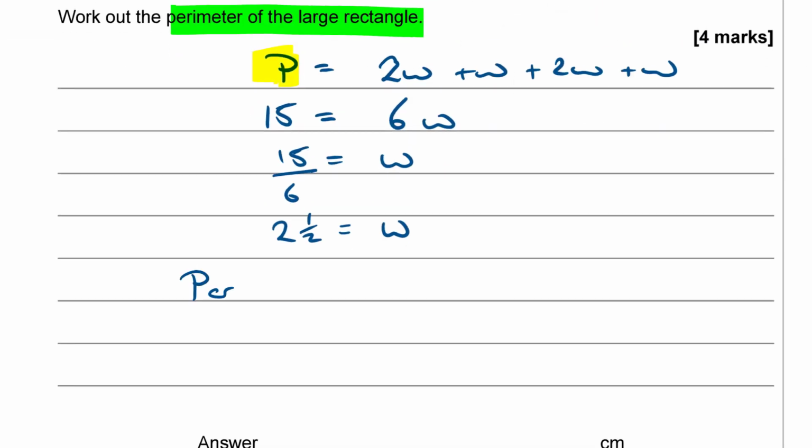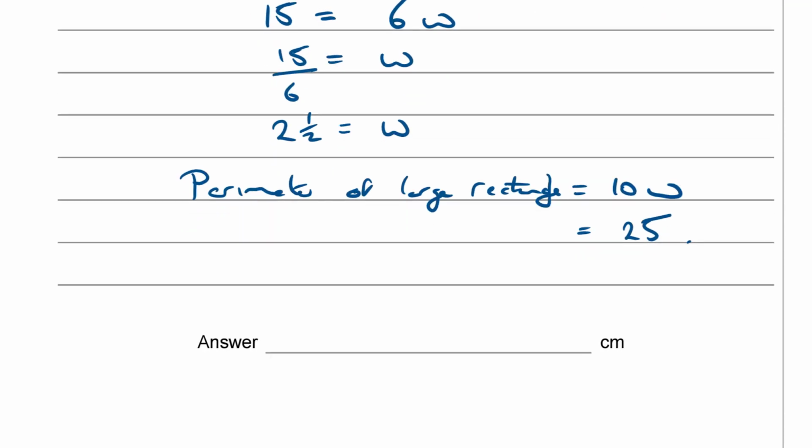So the perimeter of the large rectangle equals 10W, which is equal to, well, it's 25. So the answer is 25 centimeters.